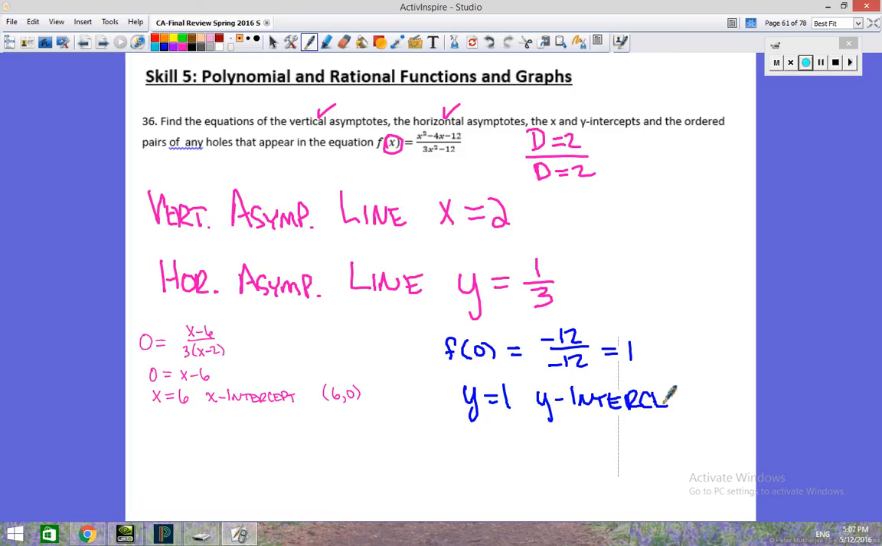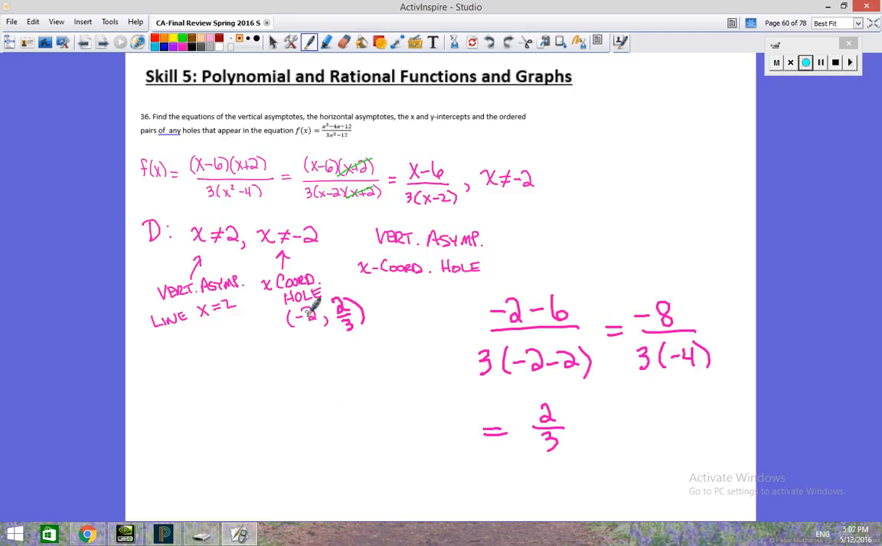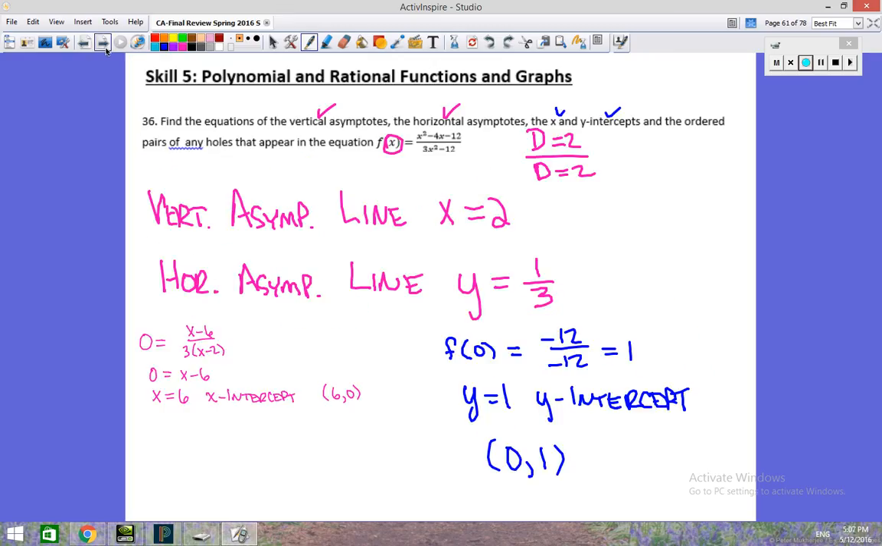If you look on the y-axis, it would be at the point 0, 1. You don't move left or right from the origin, you just move straight up. So there's both my x-intercept and y-intercept. The ordered pair of the hole? Well, we already answered that. We have the hole occurring in this graph at -2, 2/3. All right, so we've answered that. We've done it all.